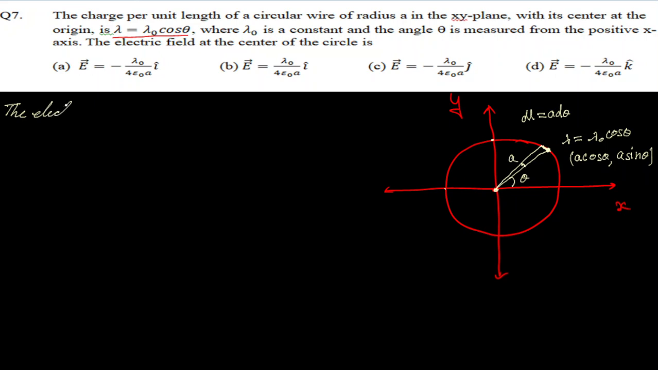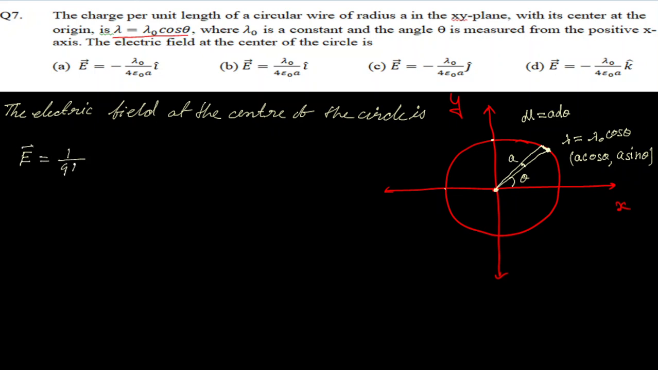So the electric field at the center of the circle is E equals 1 by 4 pi epsilon naught.